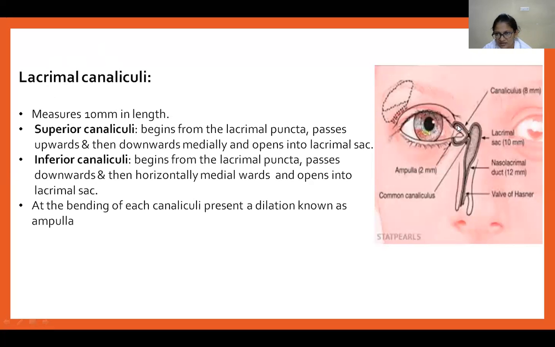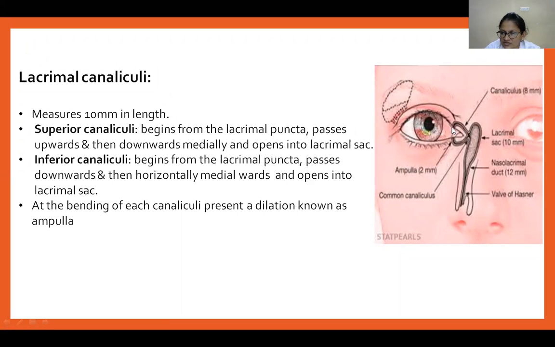Okay, next coming to the lacrimal canaliculus. These two are the lacrimal canaliculus. They are two in number, and each measures nearly 10 millimeters in length. There is a superior canaliculus and an inferior canaliculus. The superior canaliculus begins from the lacrimal puncta. Here, this is the site of the lacrimal puncta. It passes upwards and then downwards medially, and opens into the lacrimal sac.